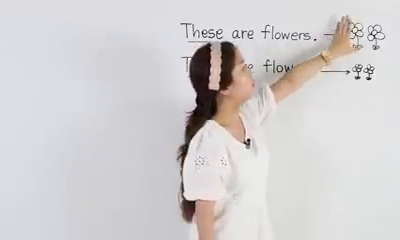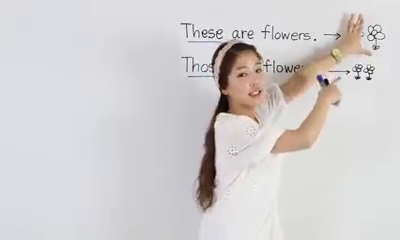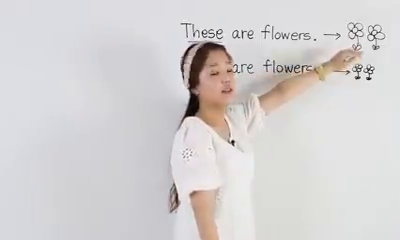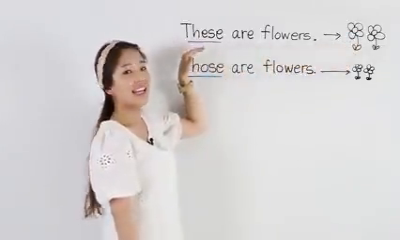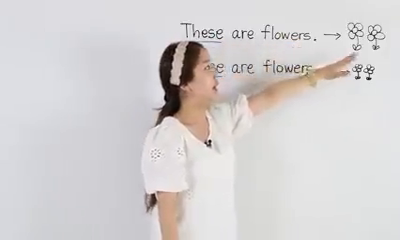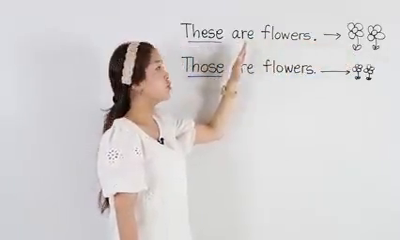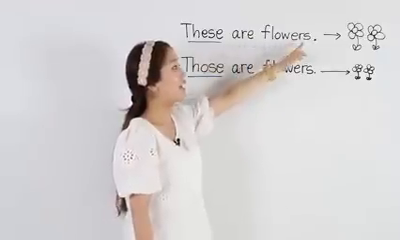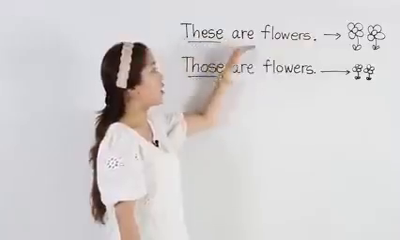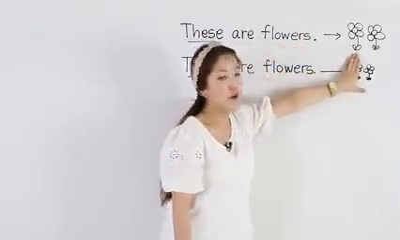Now, we know if there's just one and it's close to us, we say this is a flower. Okay, but there's more than one. It's plural. So we have to say these. These are flowers. Again, more than one. Now, I changed the be verb to are, and I added an S at the end of flower. So these are flowers.